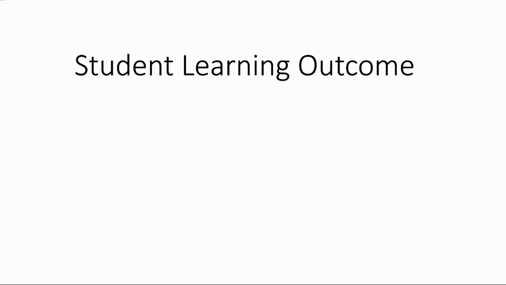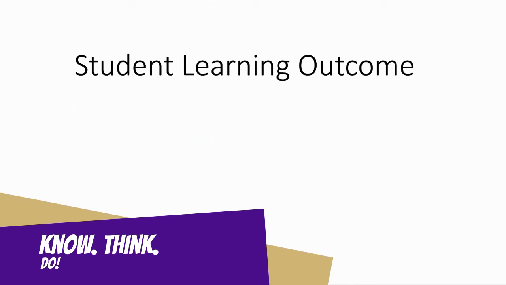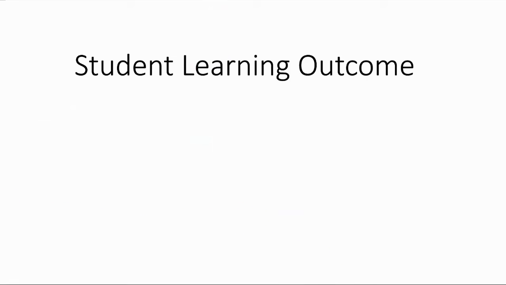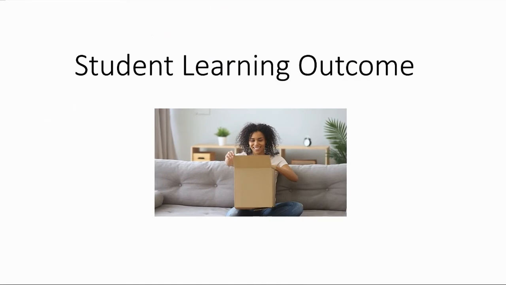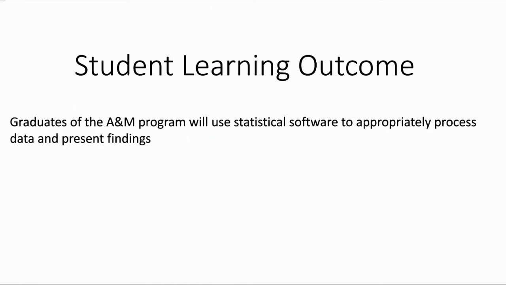Now, what is a student learning outcome? Well, it's simply put what a student will know, think, or do as a result of your program. Now what we're going to do is look at these 3 words and unpack each of them. So we'll start with the first word, student. Here's an example to help us through.